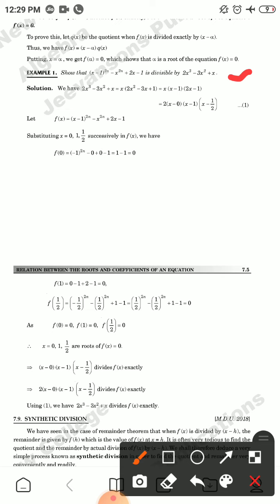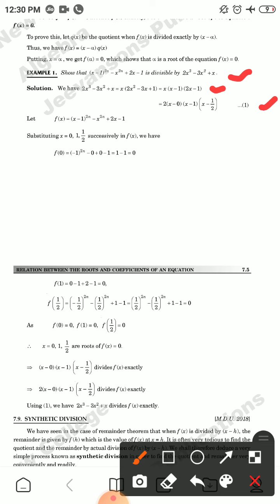We have 2x^3 - 3x^2 + x. This can be written as x(2x^2 - 3x + 1), which is also written as x(x - 1)(2x - 1), which is equal to 2x(x - 0)(x - 1)(x - 1/2). Marking this as number 1.